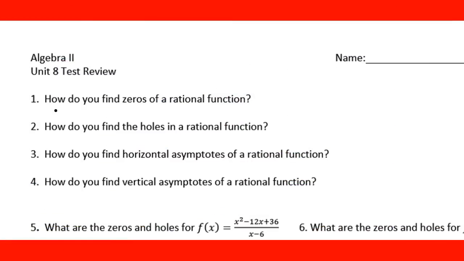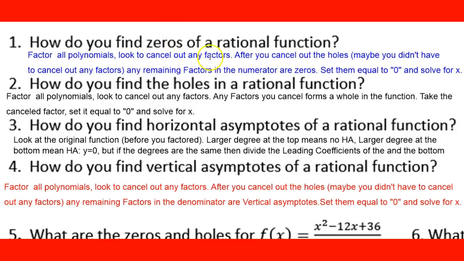Alright, starting off, 1 through 4, we got a couple definitions we got to put in. Or not even definitions, just how-to steps, alright? So I'm going to type them in, and you review them. How do you find the zeros of a rational function? Here are the rules, guys. I listed them out. Read over them.